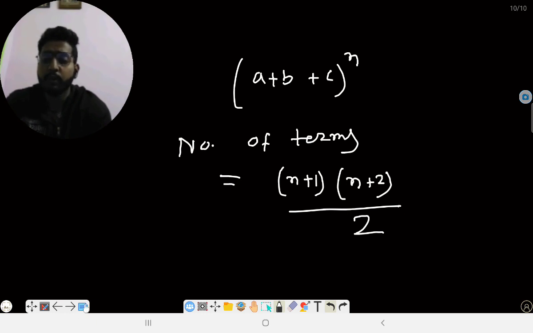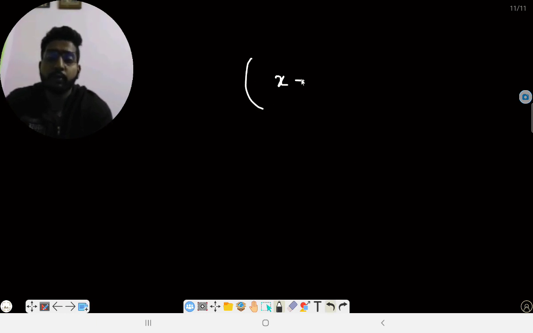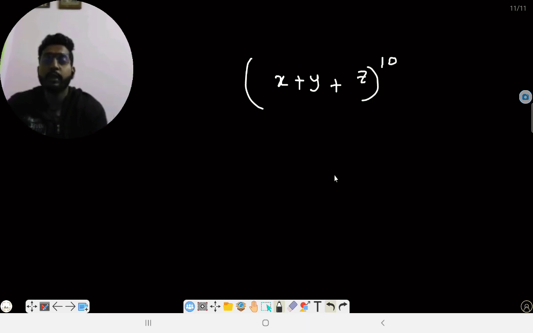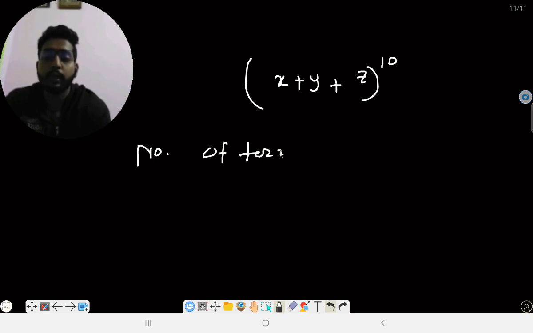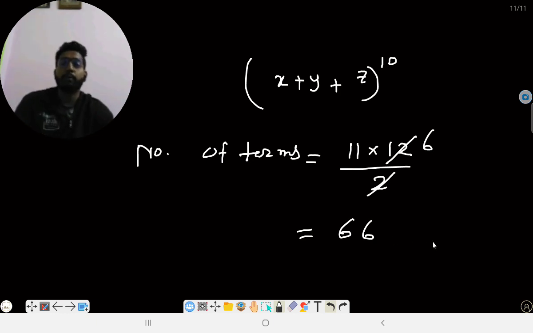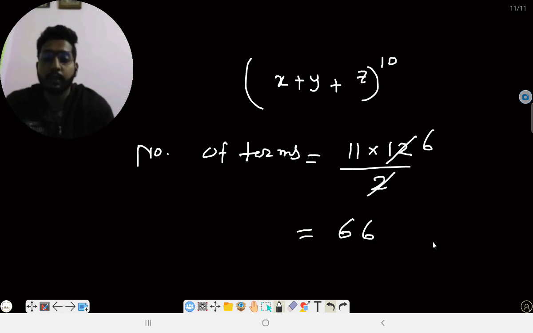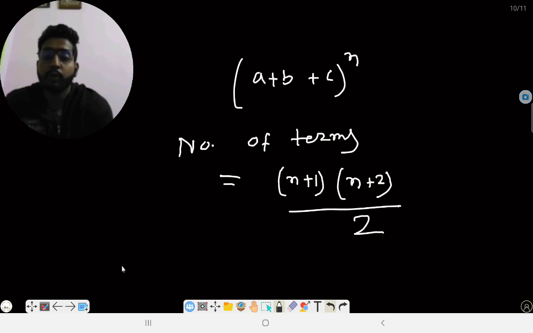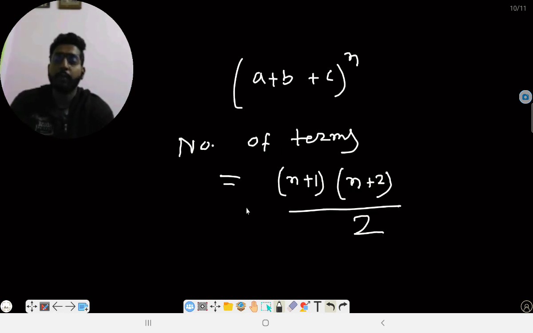That means if this type of thing is given, (x plus y plus z) whole to the power, suppose 10, how many terms will be there? The power is 10, so we have to take 1 extra, that means 11 into (11 plus 1), that means 12, by 2. If I cancel out, that will become 66. So the number of terms will be 66. Okay, so this is the way to find the number of terms of a multinomial expansion.